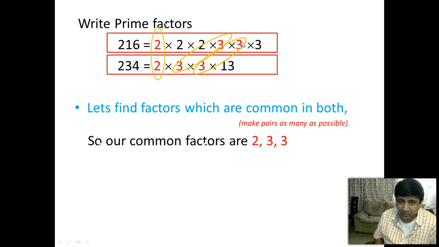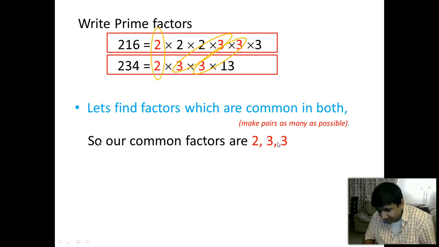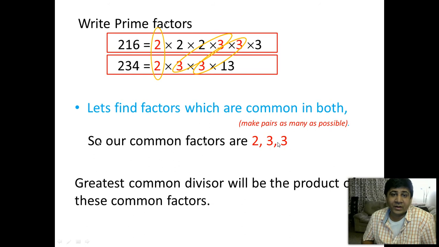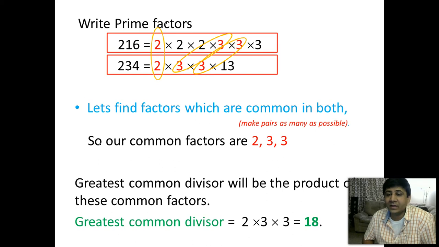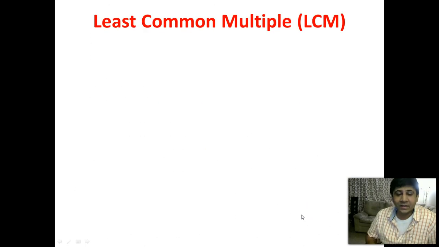So our common factors which we can form pairs with are 2, 3 and 3, three of them. Our greatest common divisor will be the product of these three common factors. So it will be 2 times 3 times 3, which is 18. That's our greatest common divisor right there. Next concept is LCM.